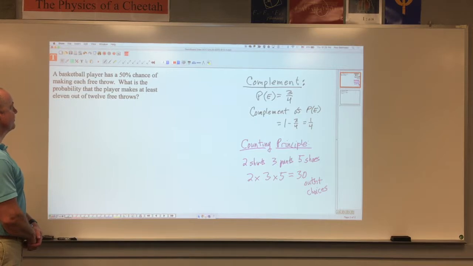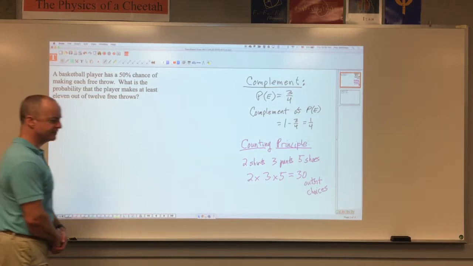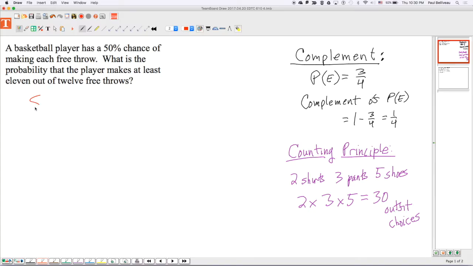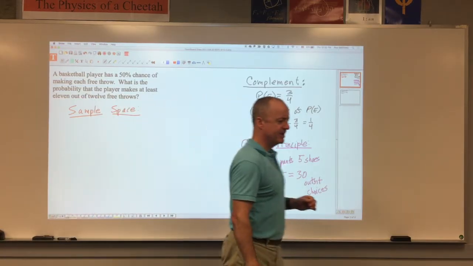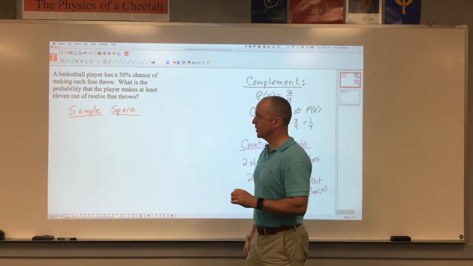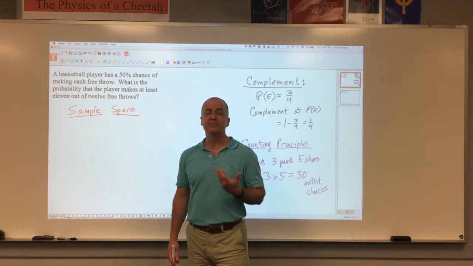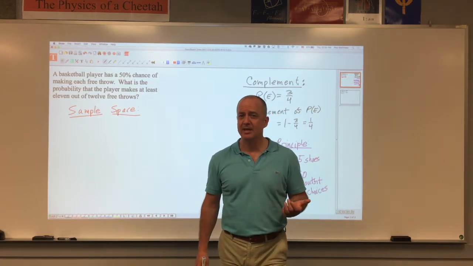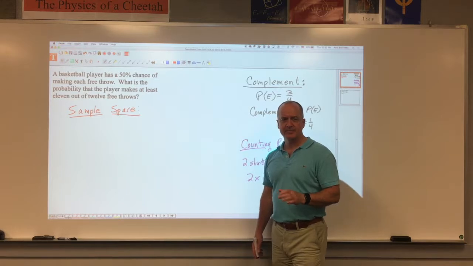A basketball player has a 50% chance of making each free throw. What is the probability that the player makes at least 11 out of 12 free throws? Okay. Sometimes I like to start with the denominator, the sample space. How many things can happen? It can be useful to think of this as a choice. Now in real life, we don't always have a choice of whether or not the ball goes in the net. It's not up to us. That's why we have probability to try and figure out what's probability of these events happening. But pretend for a moment you had a choice, okay?